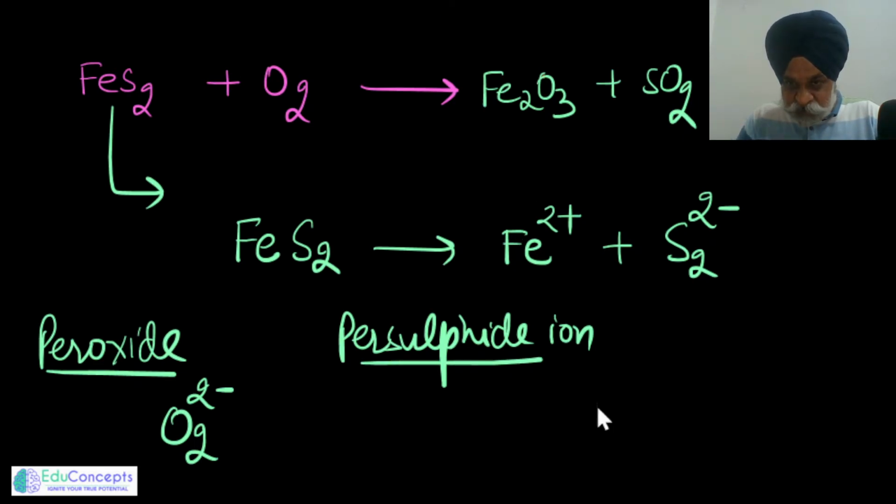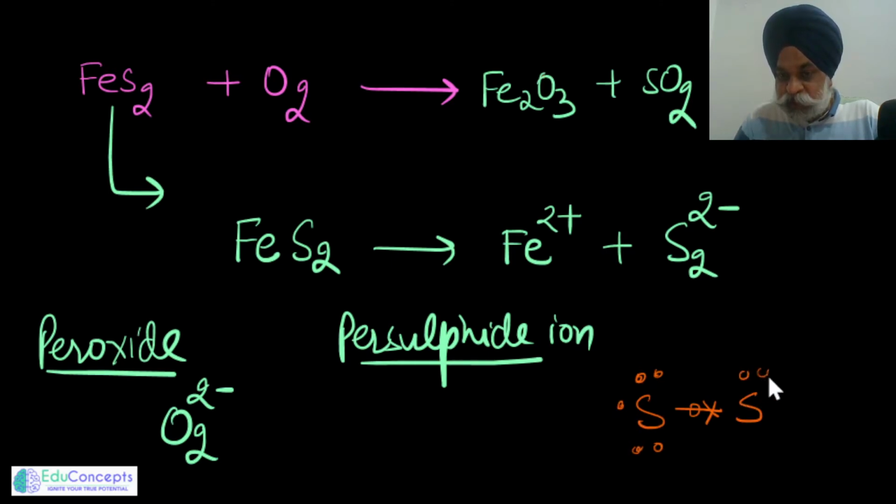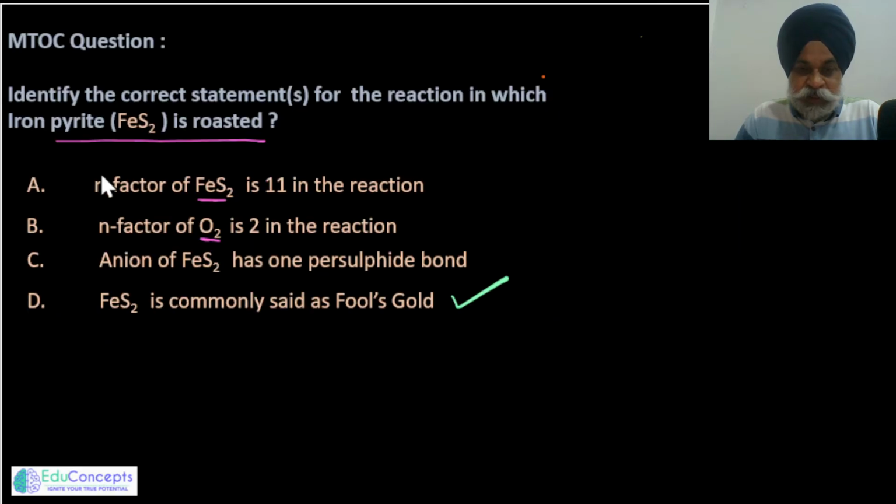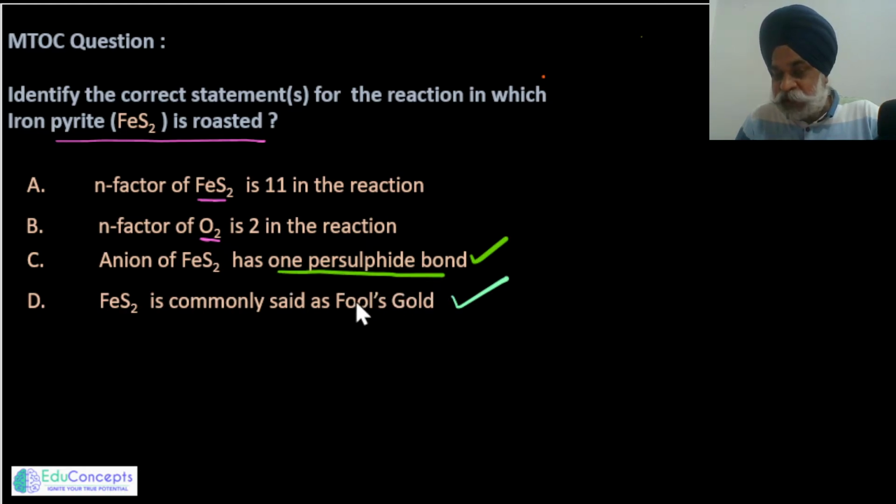What is there in the persulfide ion is sulfur bonded by a single bond to sulfur, and sulfur, just like oxygen, has 6 electrons along with it. This also would have 6 electrons, and there is a 2 negative charge, and that 2 negative charge would come here. I'm showing this as a green electron, so there is a negative charge here, and a negative charge here, just like the peroxide ion. So let me answer this problem also: the anion of FeS2 has one persulfide bond, which is a correct statement.